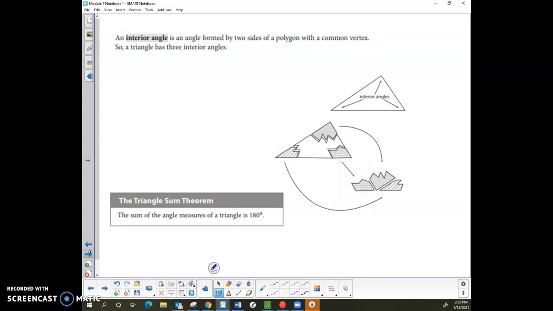All right, so our first term is an interior angle. Interior means inside. So an interior angle, in geometry terms, is an angle formed by two sides of a polygon with a common vertex. In regular terms, it just means the angle inside the shape. We already talked about the triangle sum theorem a little bit with the last module. So the formal theorem: the sum of the angle measures of a triangle is 180 degrees.